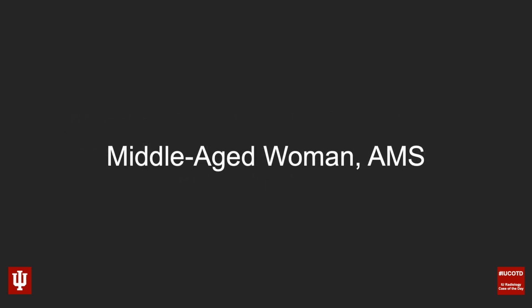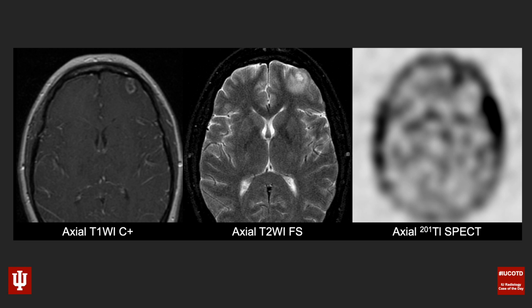So the history in this case is that of a middle-aged woman who presented with altered mental status. I've got three images for you to look at. The image on the left is an axial T1 post-contrast. The image in the middle is a T2 weighted fat-saturated image in the axial plane. And then the image on the right is an axial 201 thallium SPECT image.